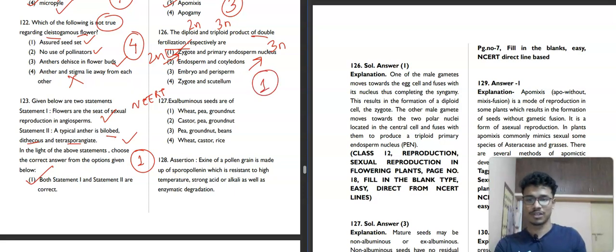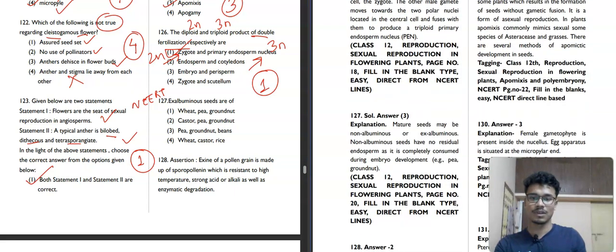Now we will move towards question number 127. It is saying that ex-albuminous seeds are of white pea, groundnut, castor; pea, groundnut, beans; white castor, rice. So we have to think that mature seeds may be non-albuminous or albuminous. Non-albuminous seed has no residual endosperm, that means the endosperm is totally consumed. It is completely consumed during embryo development, like pea, groundnut and beans. So the third option will be our correct answer.